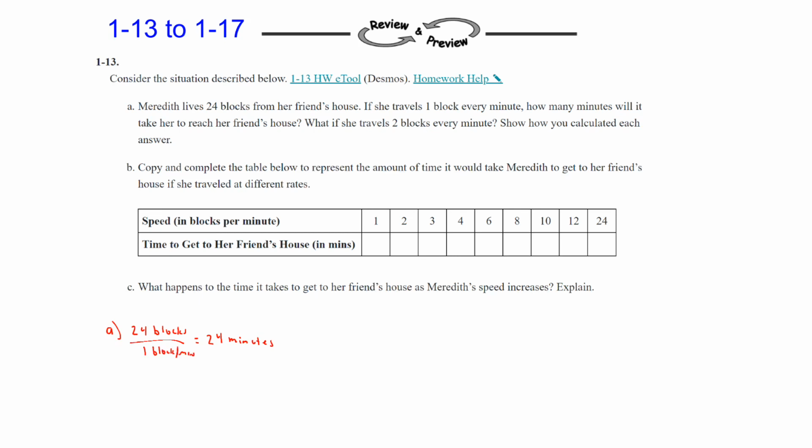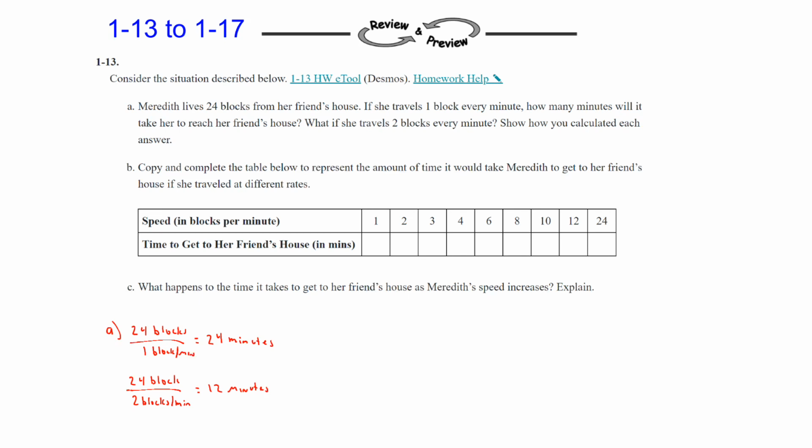And then continuing on, if she travels 2 blocks every minute, then you can say, all right, well, I'm going to take 24 total blocks that need to be traveled. And now we're going to divide by 2 blocks every minute. So now she's going to get 2 blocks for every minute, so that would give you a total of 12 minutes it would take to travel to her friend's house.